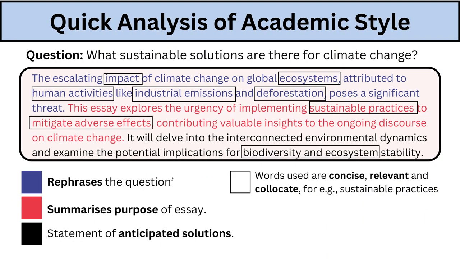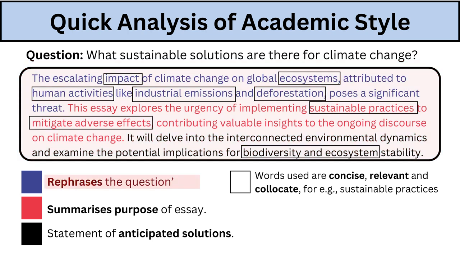Here we have an example of an introduction to an essay about climate change. I've color-coded it for you. Let's quickly read it together. The escalating impact of climate change on global ecosystems, attributed to human activities like industrial emissions and deforestation, poses a significant threat. This essay explores the urgency of implementing sustainable practices to mitigate adverse effects, contributing valuable insights to the ongoing discourse on climate change. It will delve into the interconnected environmental dynamics and examine the potential implications for biodiversity and ecosystem stability.